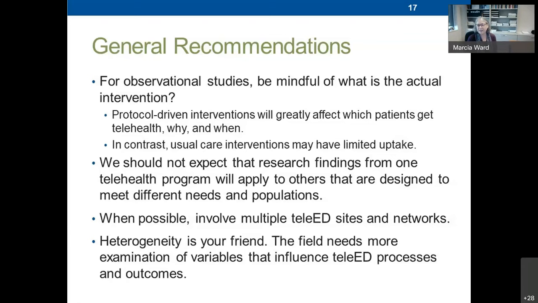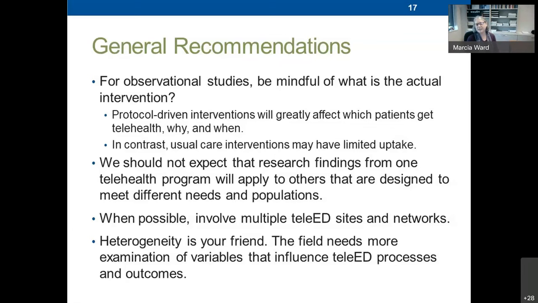It's hard to collect that data. But it would be particularly valuable to collect more data on usual care interventions in tele-ED. If it's protocol driven, we have more information. But again, that's going to affect which patients get telehealth, why and when. So we have to be mindful of the factors within telehealth and the way it's being delivered, and how those are affecting what we're able to do in terms of study designs and our results.